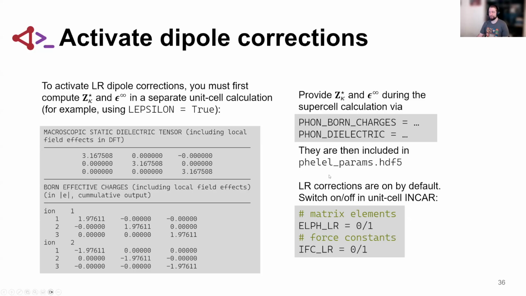If they are included in this binary file, then VASP will automatically use them. However, you have control over whether or not you want to add those corrections. So there are tags here, ELF_LR and IFC_LR, that you can use to activate or deactivate this behavior manually.